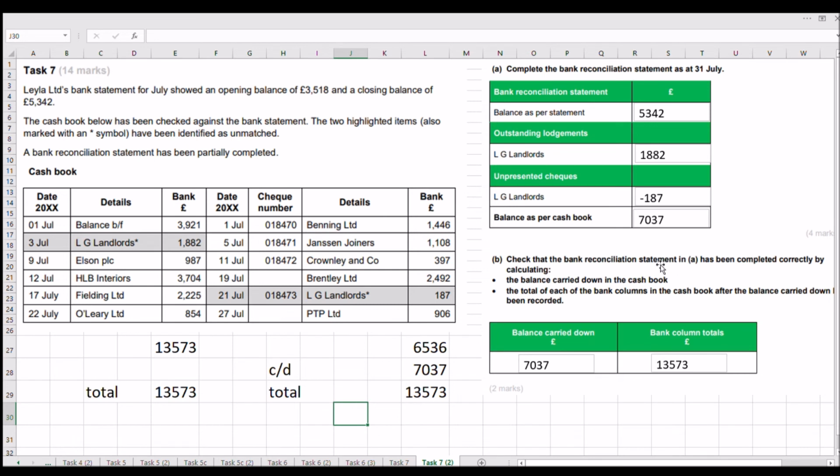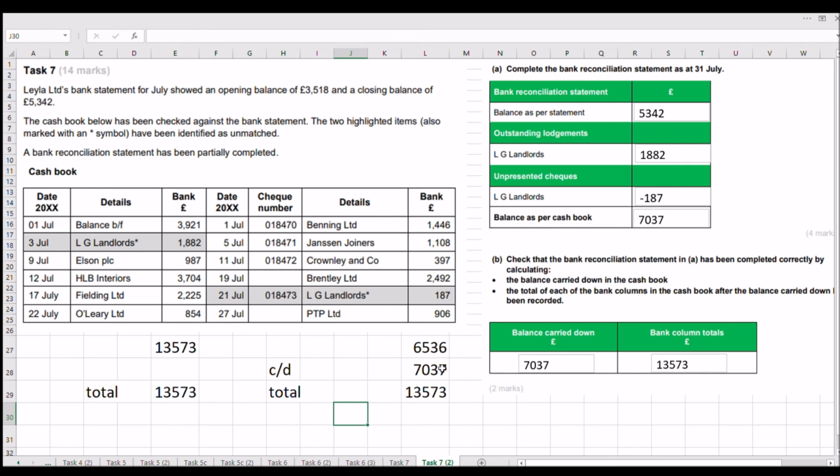Then it's saying check the amount, and what it basically means is just come up with the carried down figure. So here is the total of this column, 13,573. The total of this column is 6,536. So our cash carried down makes the total figures the same as 7037. Add them together, and make sure the totals are the same again. That's checking your work. That makes sure that we've got them right. And if they weren't the same, then we know that I've made a mistake somewhere along the lines in the calculator and can redo it.